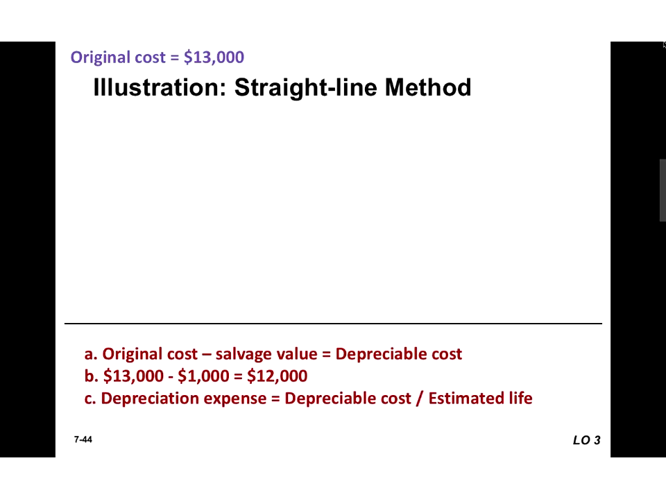Okay, depreciation expense under the straight line method. You take the depreciable cost, divide by the estimated life. That's it. Okay, so in this example, we're going to take the $12,000 of depreciable cost, dividing by 5 years, gives us $2,400 a year of depreciation expense.